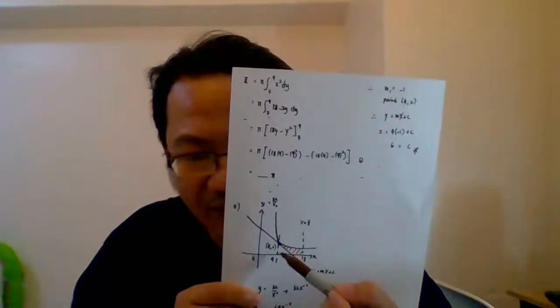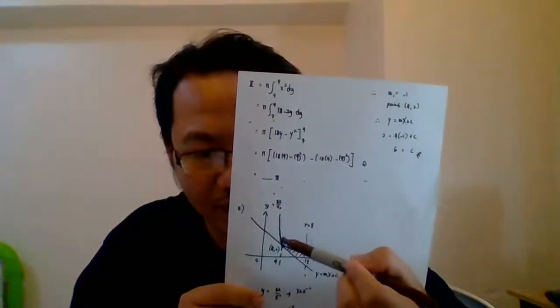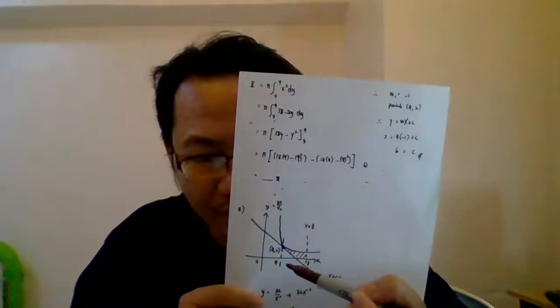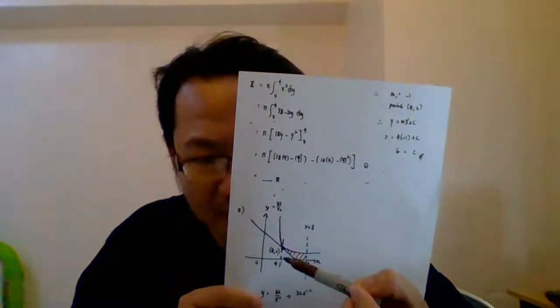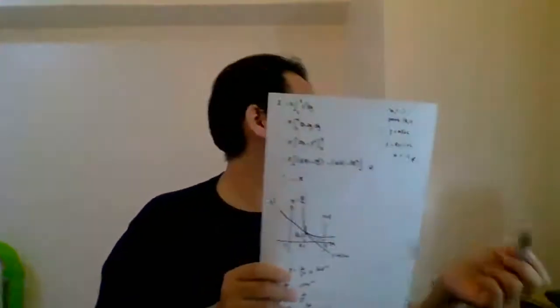This unshaded region is in the form of a right angle triangle. That means we find the area under the curve here from 4 to 8, and we minus this area of the right angle triangle. That's how we find question B.